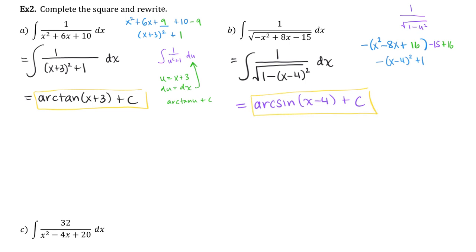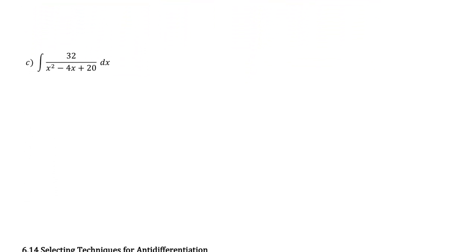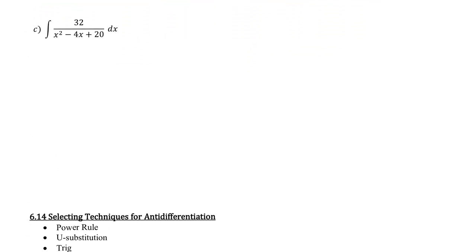Okay, one more, and this one's going to be a little trickier. Okay, but it's going to be the same idea. This is going to represent some kind of inverse trig. Again, if I tried to use substitution, I would let this equal u. du would be 2x minus 4, and there'd have to be some kind of x at the top, and there is not. Okay, so I'm thinking it's inverse trig.